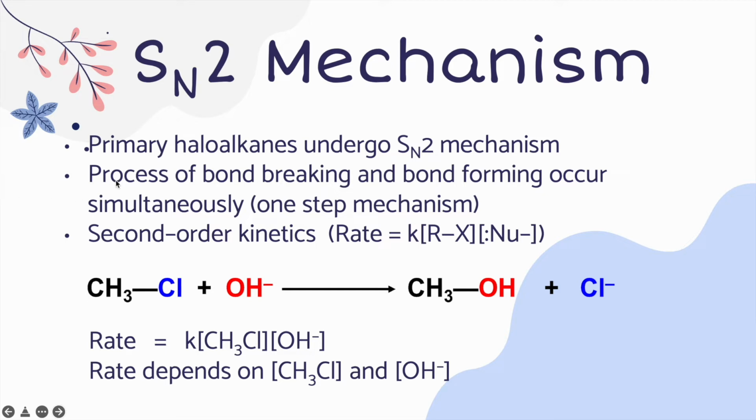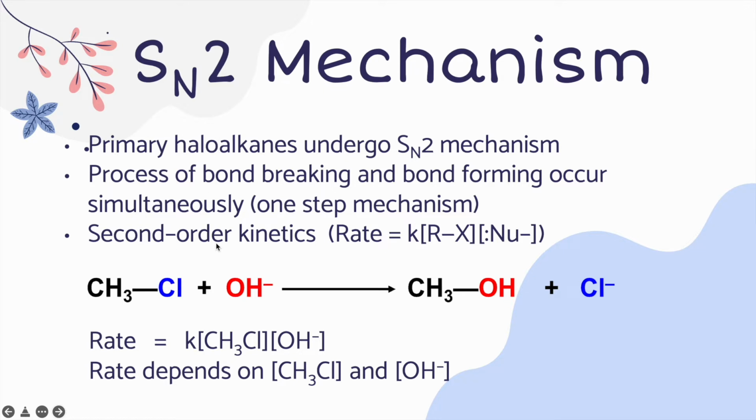SN2 mechanism. Primary haloalkanes undergo the SN2 mechanism. So you have to look at the class of the haloalkane. The process of bond breaking and bond forming occurs simultaneously, meaning at the same time. It is a one-step mechanism, that's SN2. This occurs for primary haloalkanes.